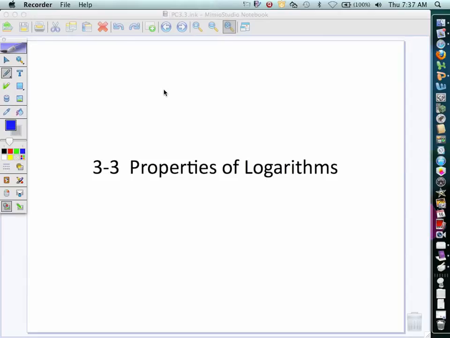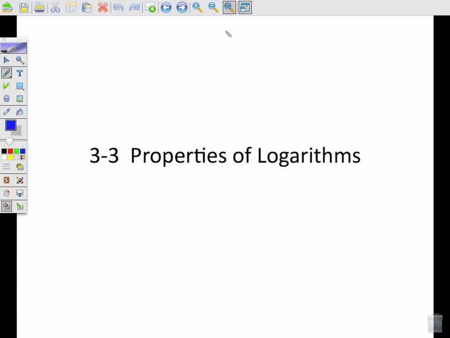All right, this is section 3.3, and we're going to be looking at the properties of logarithms. We're going to continue our work with logarithms. You should be on page 8 of your packet.